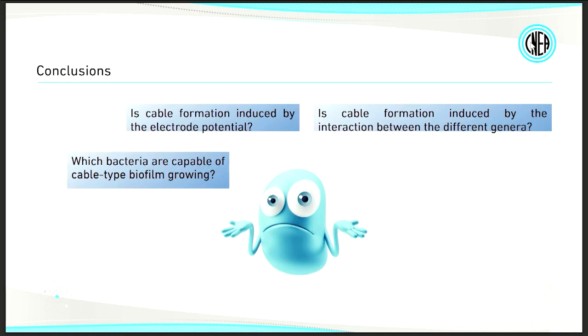And so what can we conclude from these results? That at least the cable formation might be induced by the electrode potential, because when we had the control of the graphite bar without an applied potential, we did not see any cable. But since we observed different cable structures with Shewanella in the absence of the community, the interaction between the members might also induce this cable-type biofilm.